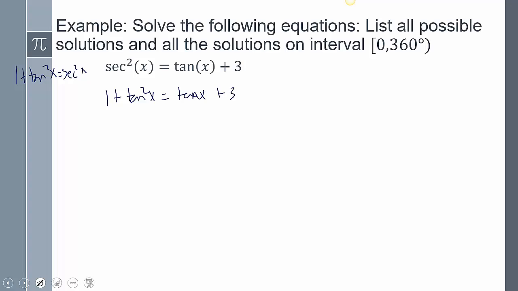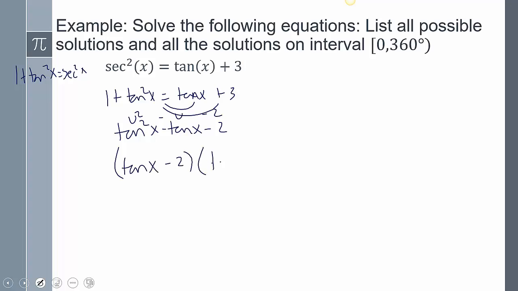Okay, and so now I can bring everything to one side. So bring it over, subtract, subtract. You're going to get tangent squared x minus tangent x. And then the 1 minus 3, so minus 2. Now if I think of this, like to help us factor it, u squared minus u minus 2. A times c, factors of 2 that add to negative 1. Okay, it's going to be negative 2 and plus 1. So I can do tangent x minus 2, tangent x plus 1.